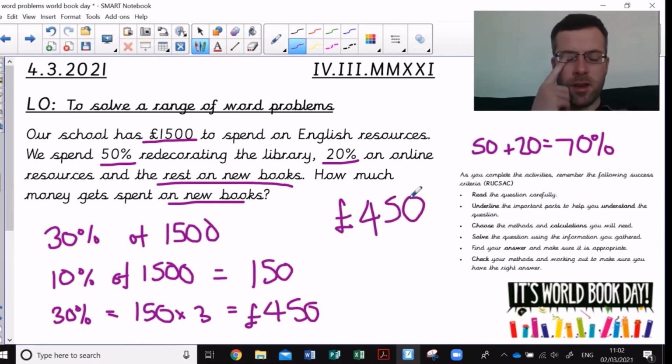So my answer is, how much gets spent on new books? 450 quid. That'd be quite a lot of new books. Does that make sense? Well, it's only 30%, so it's going to be less than half, and half's like 750. I am confident that that is correct.